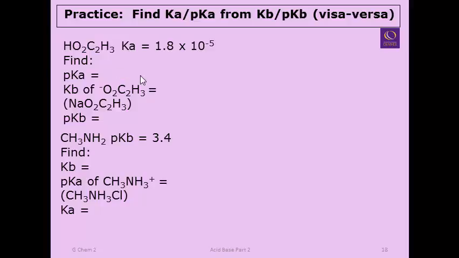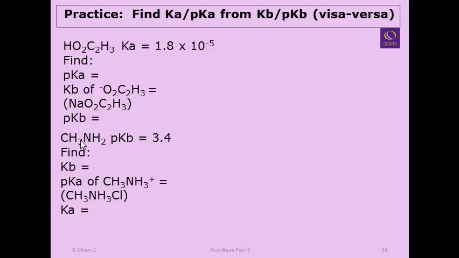All right, so let's practice what we've just learned, and see if you can solve for this. Here's a material that looks like it's acetic acid. It has a Ka of 1.8 times 10 to the minus 5. See if you can find the pKa. See if you can find the Kb of its conjugate base, and consequently, can you find the pKb for that?